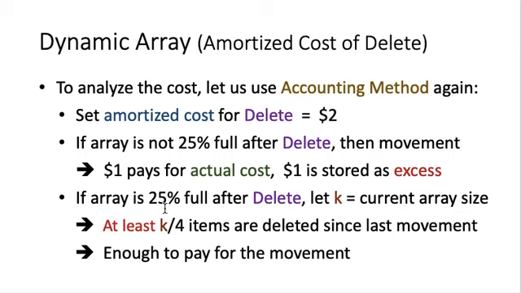On the other hand, when the array becomes 25% full after the deletion, we need to handle the relocation. If k denotes the current size, then at least k over 4 items have been deleted since the last movement. So when there are k over 4 items deleted, we will have an excess of k over 4 in total. This will be enough to pay for the movement of this 25% of the array, k over 4 items, to the new array. So in that case, it is also okay.